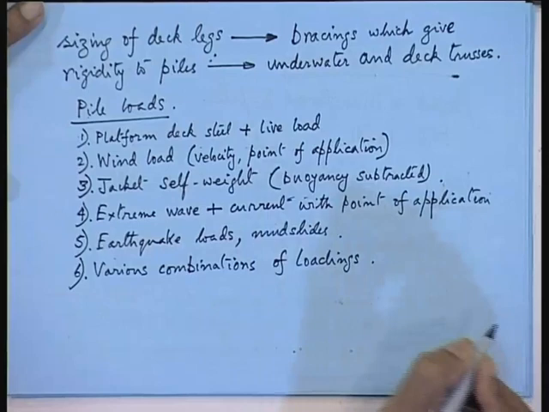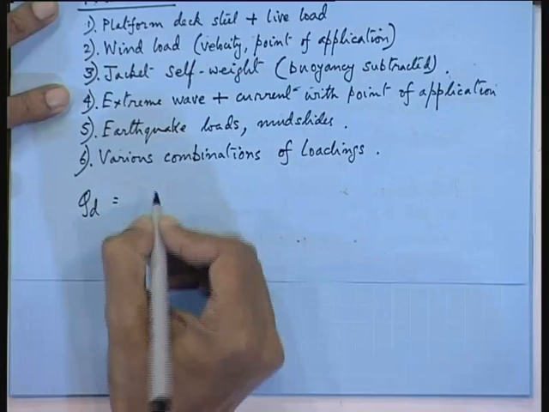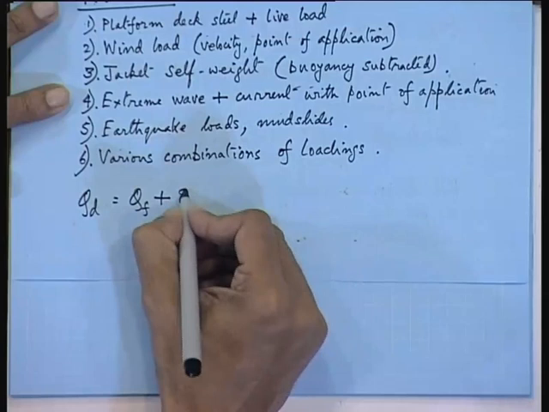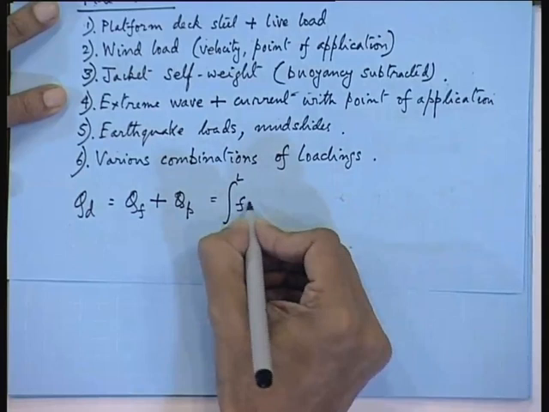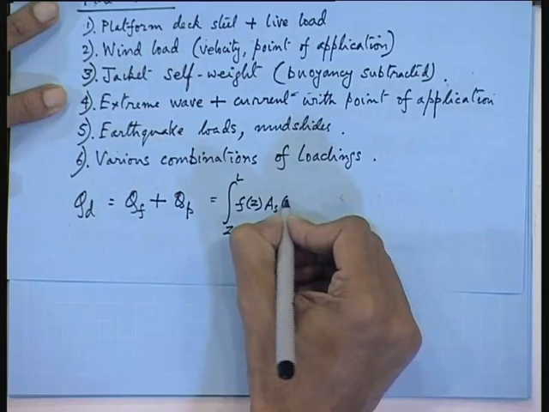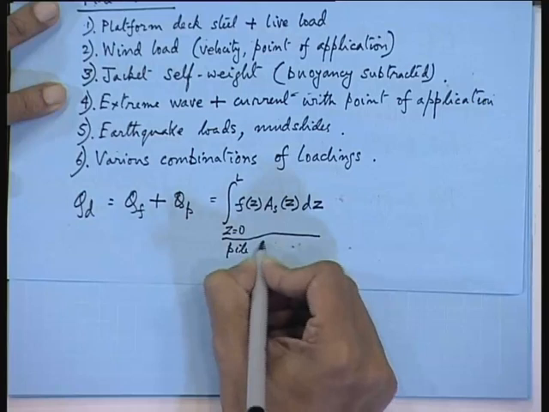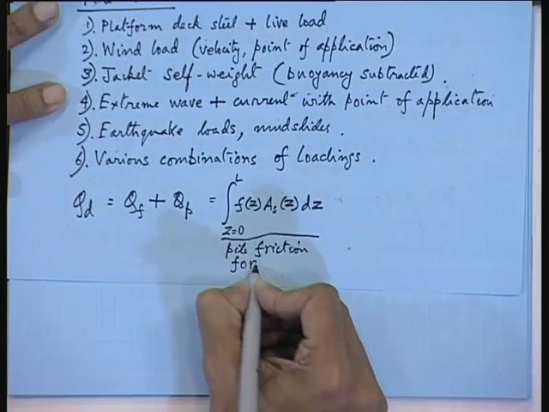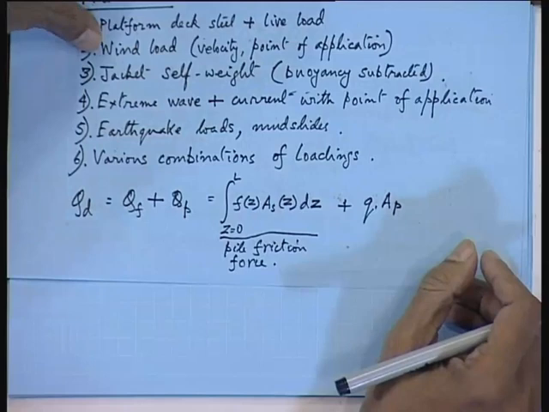Now pile, you have to design from what is called the carrying capacity of pile. So this is your QF plus QP. Now this is going to vary according to the depth of the soil. So FZ, AS, what else? This varies as Z and DZ. So this is called pile friction force. Now the other force that will come is your end bearing, that is Q multiplied by AP. So this is your pile equation, but this is for vertical piles.